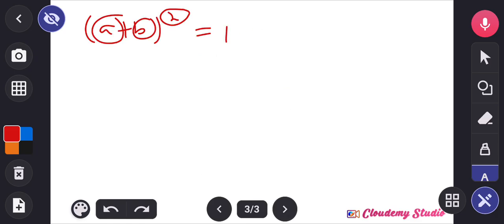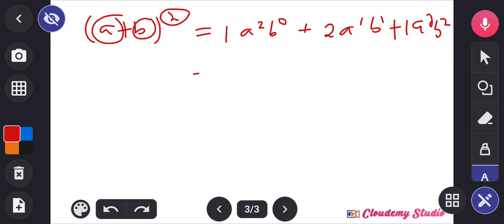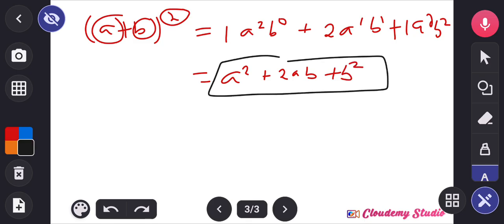That will be 1 a raised to the power 2, b raised to the power 0, plus 2 a raised to the power 1, b raised to the power 1, plus 1 a raised to the power 0, b raised to the power 2. And we are going to have a squared plus 2ab plus b squared. That will be our expansion for this particular one. So this is how to use Pascal's triangle. We are just trying to revise it.